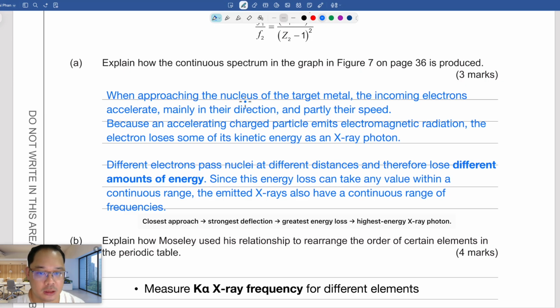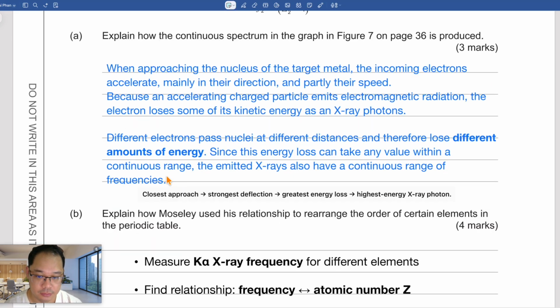When approaching the nucleus of the target metal, incoming electrons accelerate, mainly in their direction and partly in their speed. Because an accelerating charged particle emits electromagnetic radiation, the electron loses some of its kinetic energy as X-ray photons. Different electrons pass nuclei at different distances and therefore lose different amounts of energy. Since this energy loss can take any value within a continuous range, the emitted X-rays also have a continuous range of frequencies.